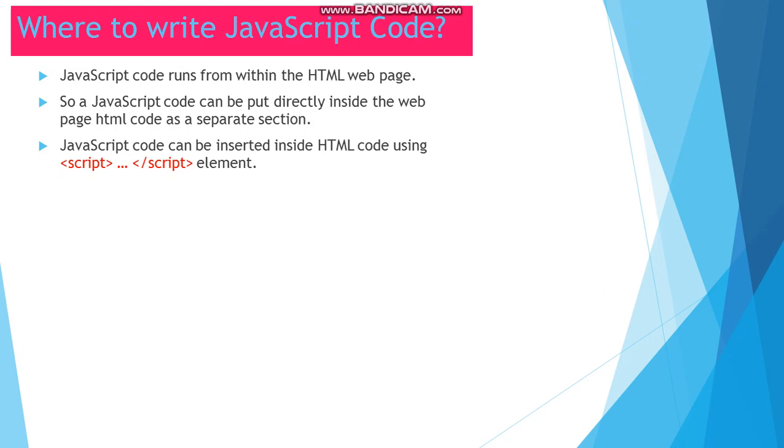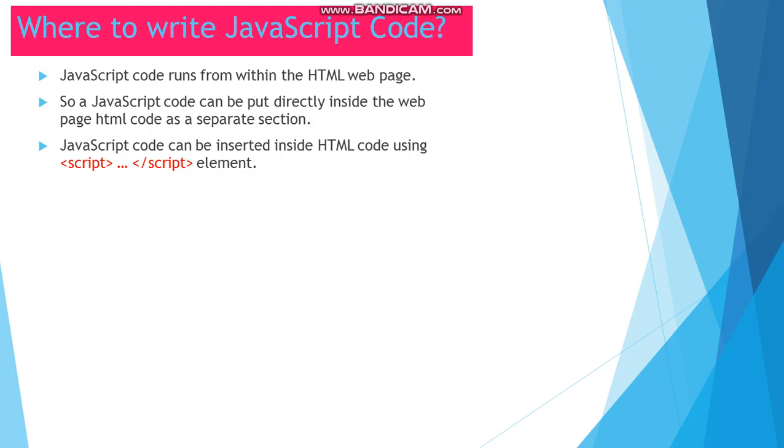JavaScript code can be inserted inside HTML code using the script and slash script element. So if you want to write JavaScript code, then you have to use the script tag of HTML. In between script and slash script, we can write JavaScript code. Actually, in between script and slash script, we can write any scripting language code.